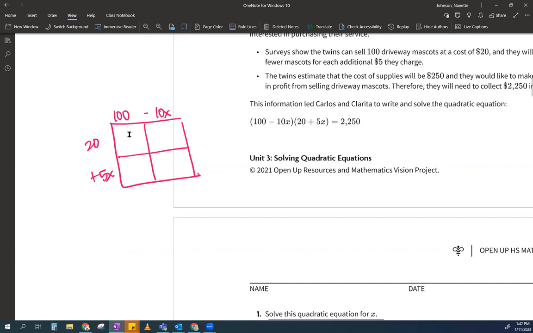So I'm going to multiply this all out. I get 2,000. I get 200x. Oops, negative. I get 500x. And I get negative 50x squared. Can you guys all check my math, please? Because you know, Ms. Johnson.